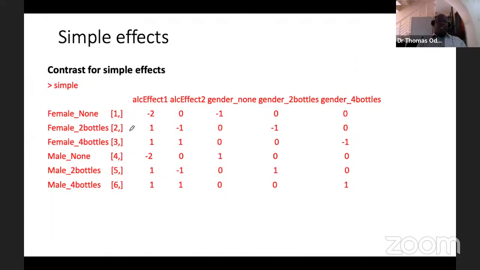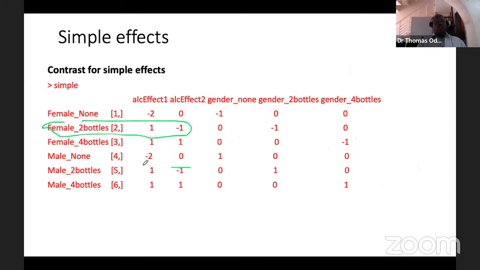So this one will test for us none versus some. And then this one here, ignore where there's 0 now, will test for us female 2 bottles, female 4 bottles, male 2 bottles, and male 4 bottles. So here you are now having 2 bottles versus 4. The 2 bottles, we can get it from female.